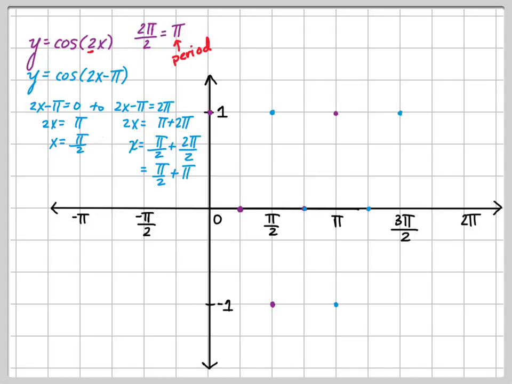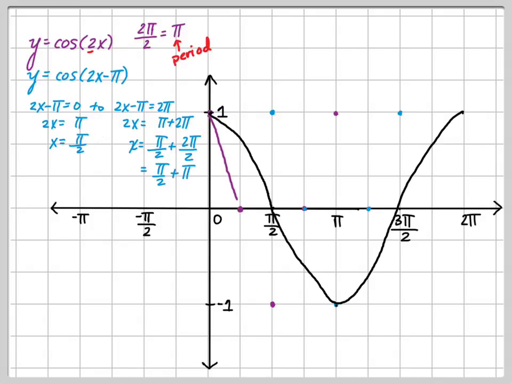So if I graph y equals cosine of x, that's going to look like the following. I'll start at 1. I'll go to pi over 2, go to pi, 3 pi over 2, and 2 pi. So this is the graph of cosine of x. Okay, and so if I'm graphing y equals cosine of 2x, I'm going to be having a period of pi instead of 2 pi, so everything's going to kind of shrink horizontally.